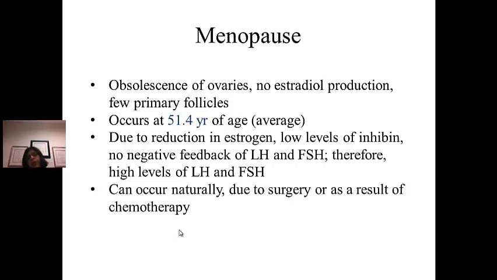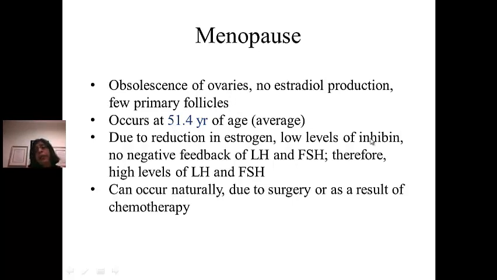Some of them were targeted in each cycle, and one was allowed to survive and ovulate, and that could happen to about 400 or so follicles. The rest of them are all degenerated. So, aging of the ovaries, okay, no estrogen production because there are no follicles to produce estrogen. Fewer primary follicles left, and it occurs around the age of 50 due to reduction in estrogen.